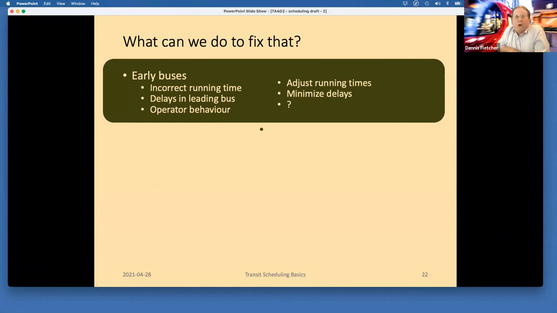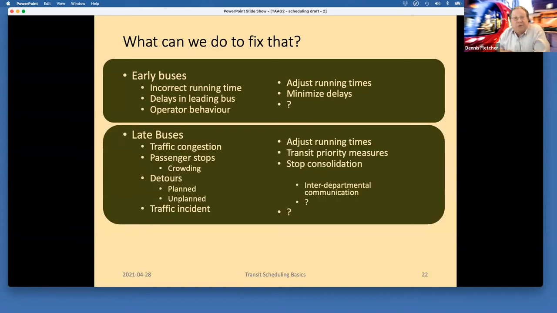So, what can we do to fix those problems? For early buses, the solution is almost always adjustments to running times, along with better communication to drivers and training to enhance on-time performance. For late buses, the solutions are almost as numerous as the causes, but we don't always control all of them. Again, making sure running times are as accurate as possible is key to on-time performance.